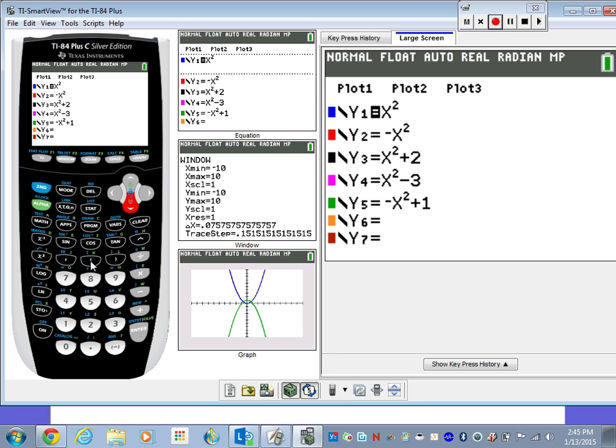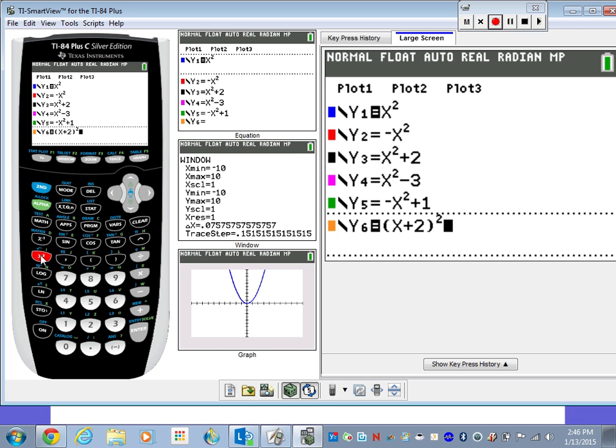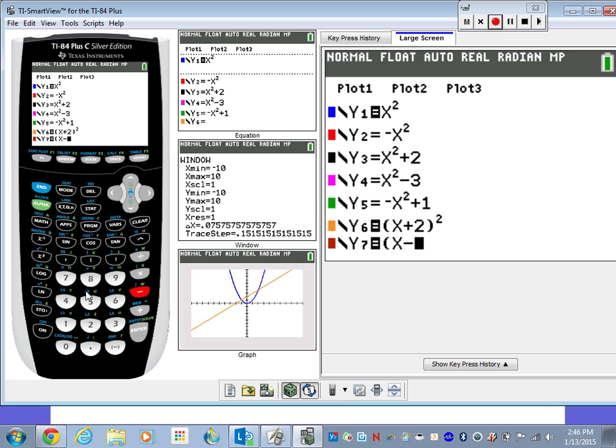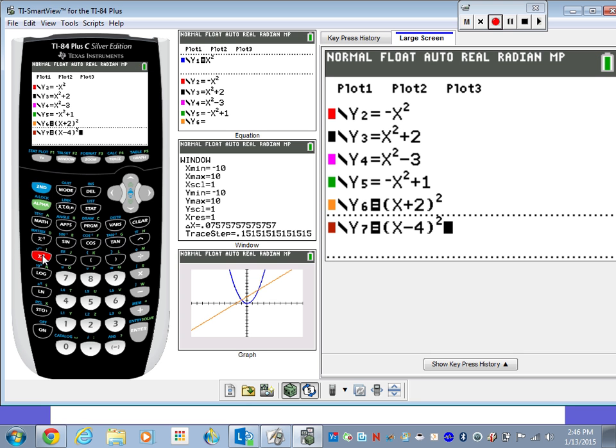So you're going to have open parentheses, x plus 2, close your parentheses, x squared. And then open parentheses, x minus 4, close your parentheses, x squared. Now, keep in mind, if you forget, you're going to see the colors next to it. I went ahead and put both of them on because I just wanted you to see.